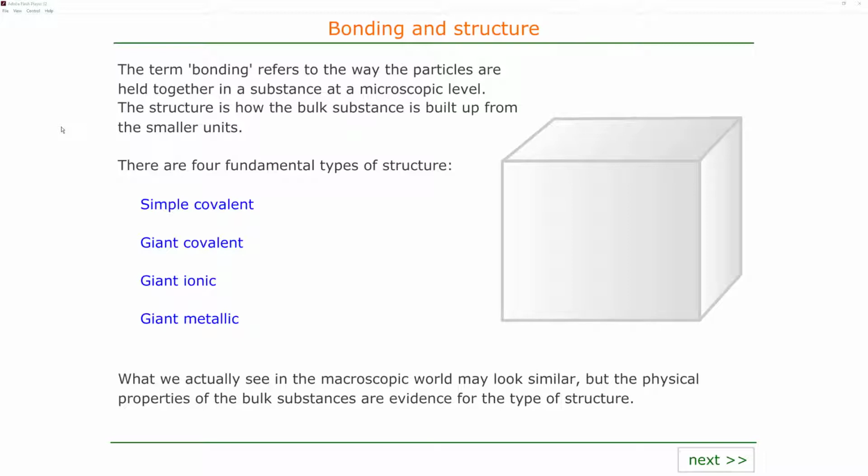There are four fundamental types of structure: simple covalent, giant covalent, giant ionic, and giant metallic. So you see there's only one of these four structures that is actually simple, and that's the simple covalent structure.